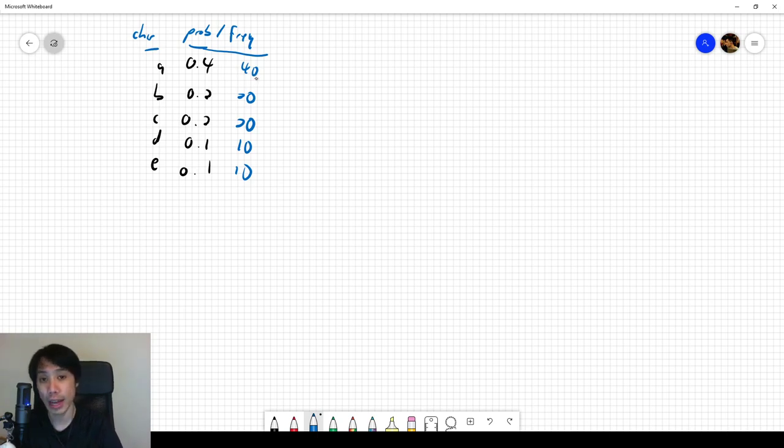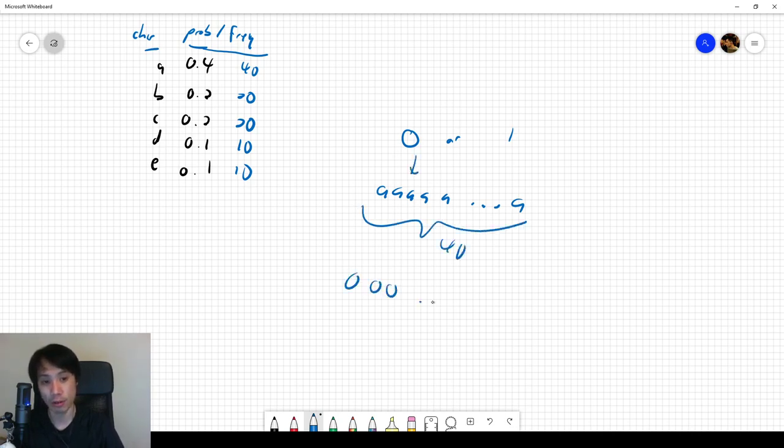So if I need to encode A 40 times, I want my A to be as short as possible, preferably either 0 or 1. So if A occurs 40 times, if my string is A, and everything is 40 times, I can encode it with 0, 0, 0, 40 times.